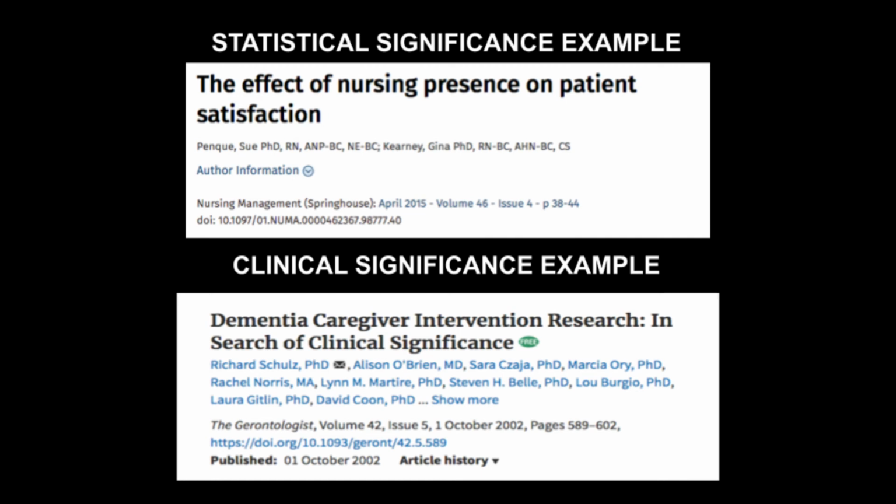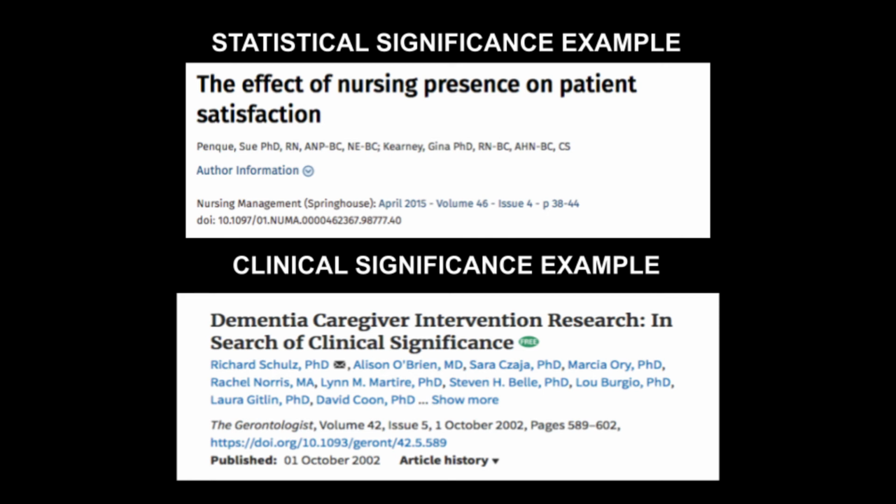For the example of a relevant literature that employs clinical significance, I am presenting this published paper titled Dementia Caregiver Intervention Research in Search of Clinical Significance by Dr. Richard Scholes. In this, the authors examine literature focused on the impact of dementia caregiving on three spheres. One is health, two personal, and three societal. They state that literature on dementia caregiving has been instrumental in the creation of interventions that aim to lighten the burden known to come with dementia caregiving.